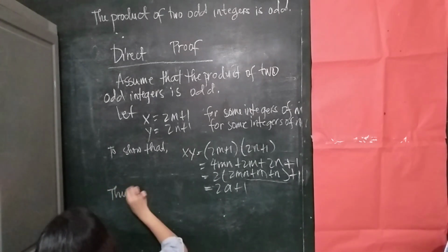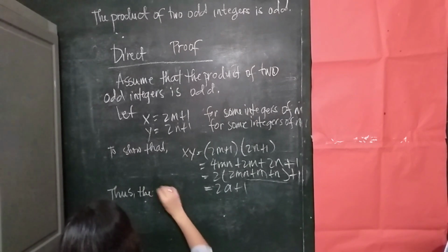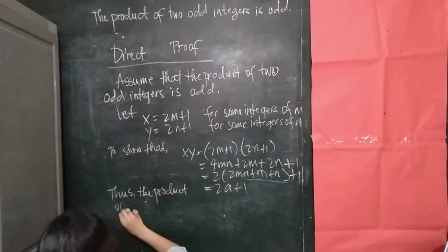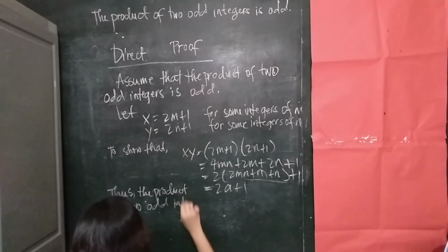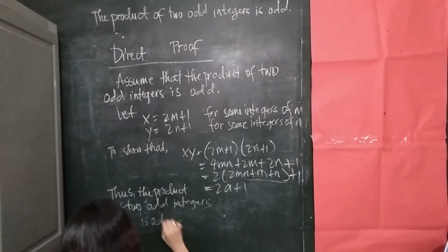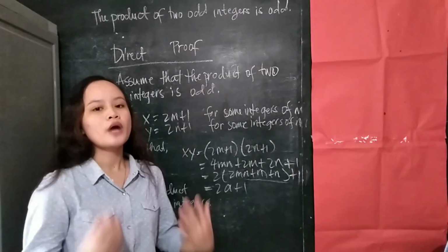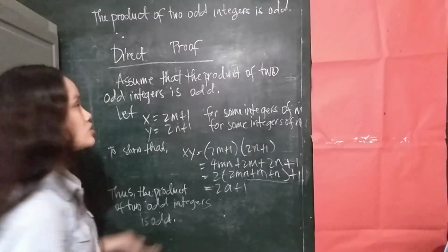Thus, the product of two odd integers is odd. We conclude that the product of two odd integers is odd. So the statement is true.